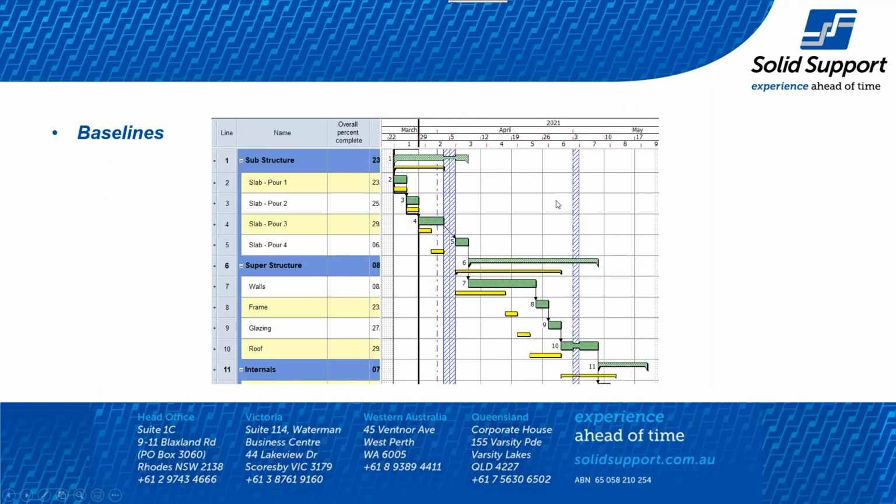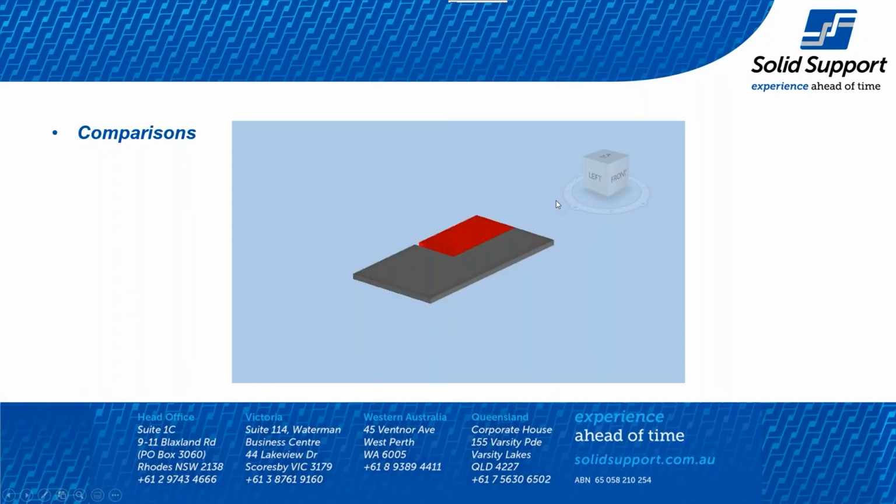We'll also be able to do comparisons. Here's a very simple part drawing again, and we have one of the pours of the slab happening, and it's actually gone red. This is comparing it against the baseline. It's gone red, so it means it's actually behind schedule at this point in time. You can define the colors that it appears, so we can see that.